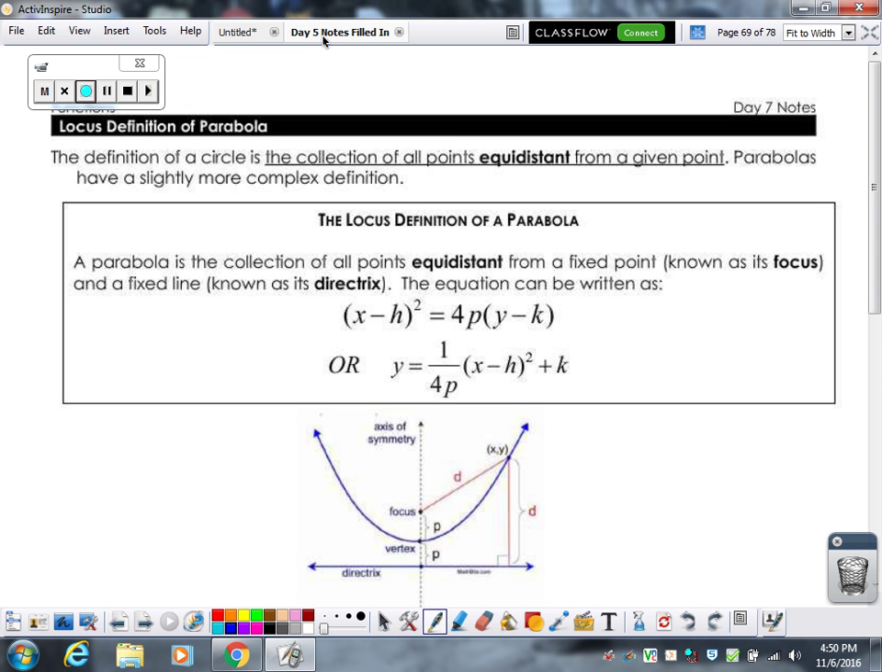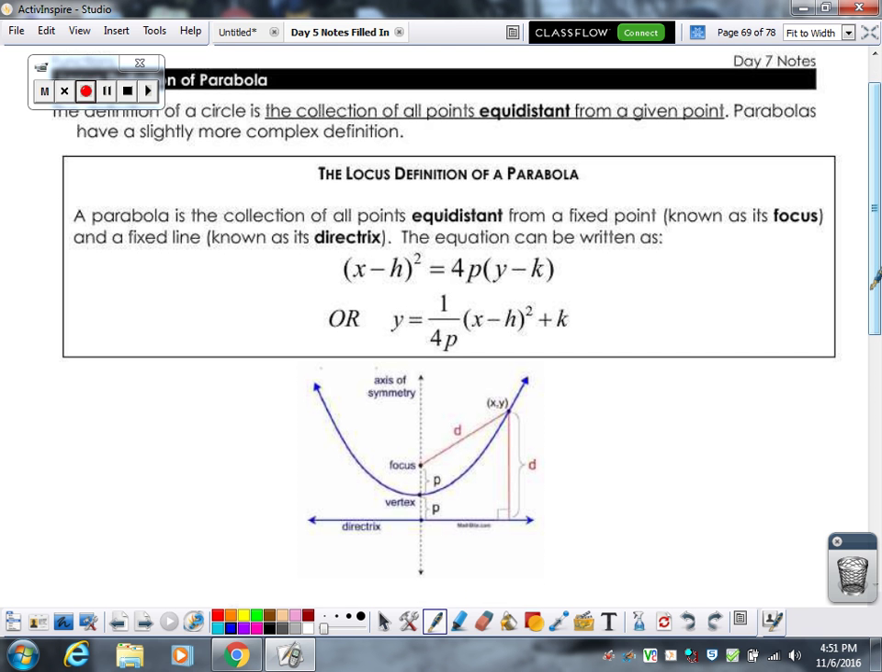So let's go to your notes, your day 7 notes. Locus definition of a parabola. The definition of a circle, as you know, is a collection of all points equidistant from a given point. Parabolas have a similar definition, but it's a little bit more complicated. A parabola is a collection of points equidistant from a fixed point known as the focus, and there's also a fixed line known as the directrix.